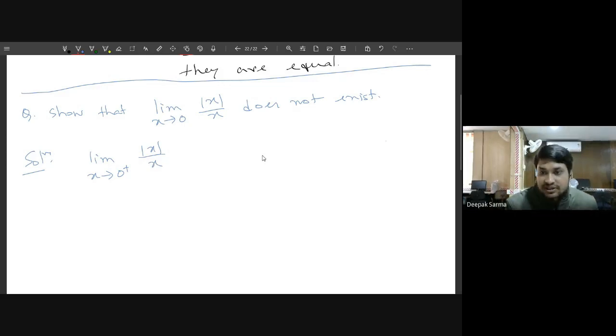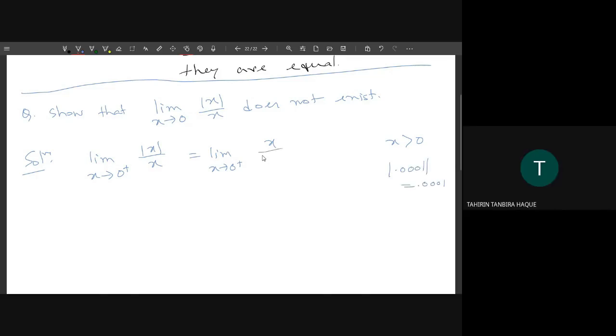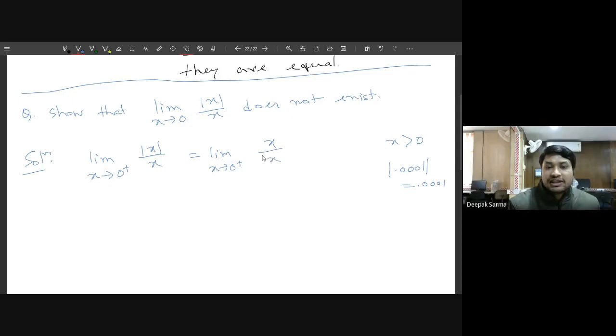So if x is greater than 0, I can write mod x as simply x, isn't it? If x is greater than 0, mod x is nothing but x, because if you have a positive number, maybe 0.0001, it is simply that number, 0.0001. So I can simply write this way. If x tends to 0 plus, it means x is positive, and in that case, mod x is nothing but x.